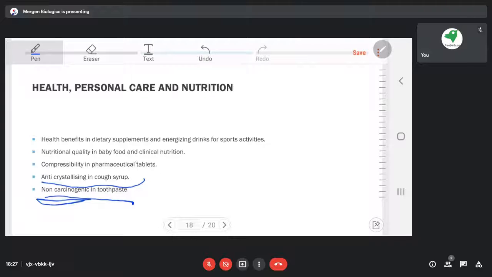Then health benefits in dietary supplements. If you know any person who went to the gym or used to go to the gym or is now going to the gym, they always mention health supplements or protein supplements. All of them contain a high amount of starch. Then baby food also has many starch components. Then compressibility in pharmaceutical tablets also. This is also a daily life use item. We use many kinds of tablets in our daily life, but those tablets are also a part of starch.